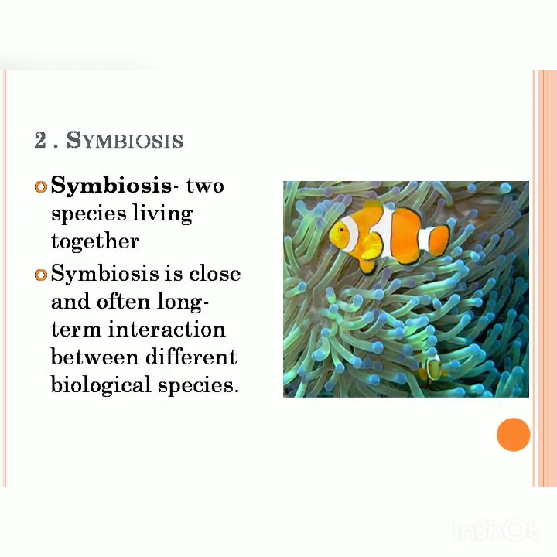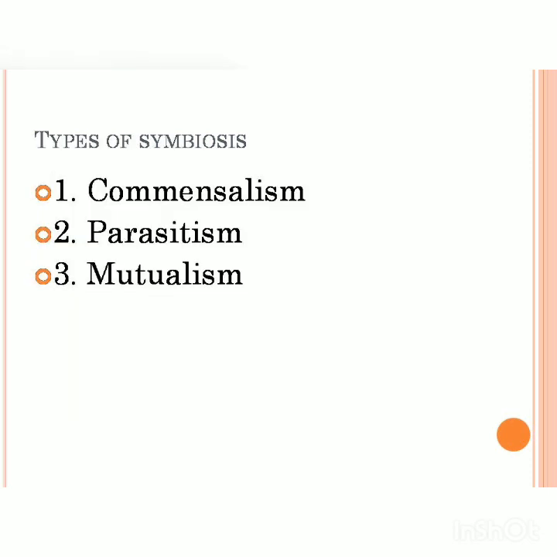Symbiosis. Symbiosis describes the way in which two different species living together in the same community interact with each other over a long time period. This can occur in form of parasitism, mutualism, or commensalism. Types of symbiosis. First is commensalism, then parasitism, and mutualism.